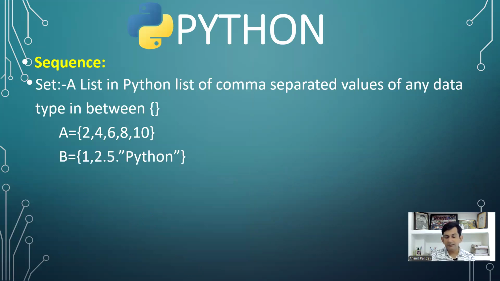In sequences, we have another one, that is what? Set and dictionary. Set is not in the sequence. Just ignore this. Should not be there.